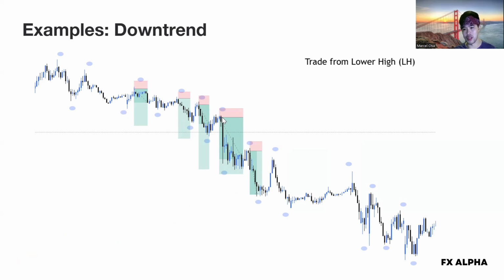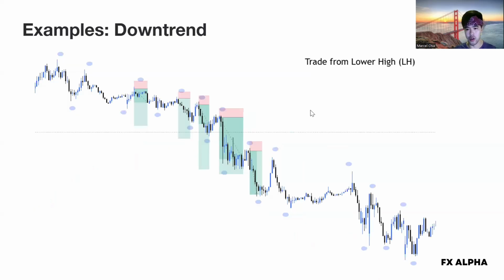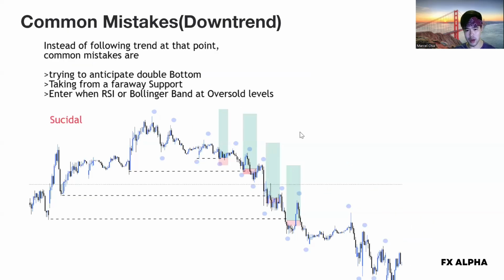Expands to form here, we take a sell from here, we maximize our risk reward. But then again, the common mistake that most noobs will make, in comparison to taking from a lower high, is that they may anticipate the double bottom. There's one here, one here, and one here, right? These levels. So this is technically a far away support here as well, here and here, right?